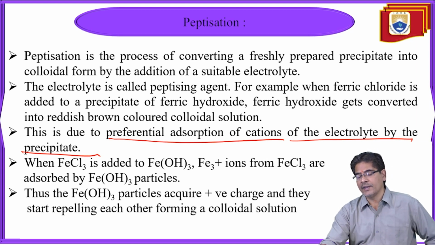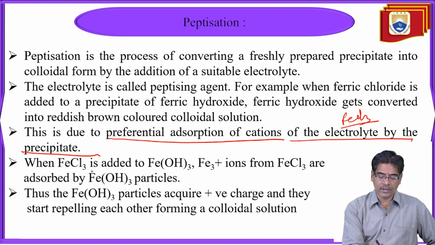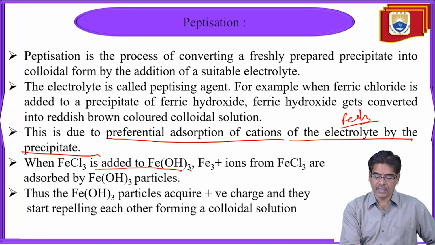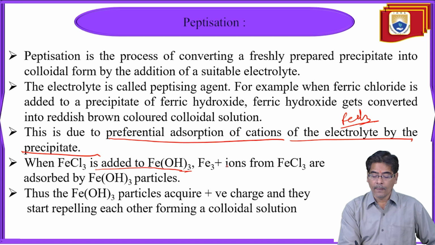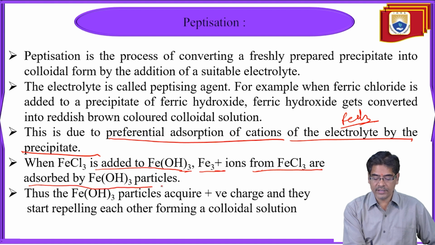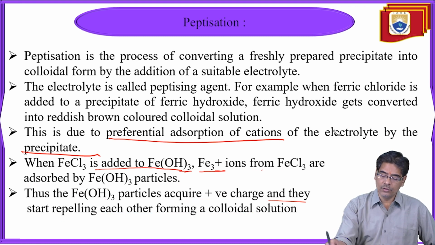So when ferric chloride, FeCl3, is added to Fe(OH)3, ferric hydroxide, the Fe3+ ions from FeCl3 are adsorbed by Fe(OH)3 particles. Thus, the Fe(OH)3 particles acquire positive charge and they start repelling each other, forming a colloidal solution.